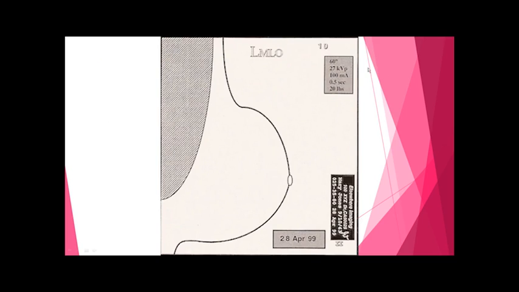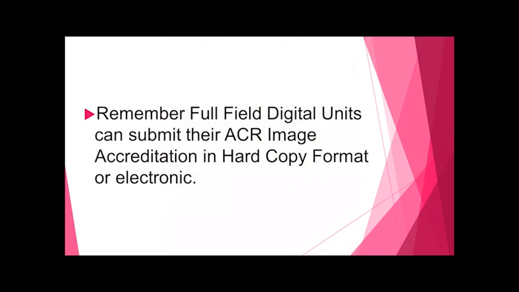So here's an MLO view. They want it to go up near the axilla, not towards the outer portion. The ID goes at the bottom here if you want to put extra stickers. So this is uniform in how they want it. Remember, full field digital units can submit their accreditation images in hard copy format or electronically. It could be done either way still.